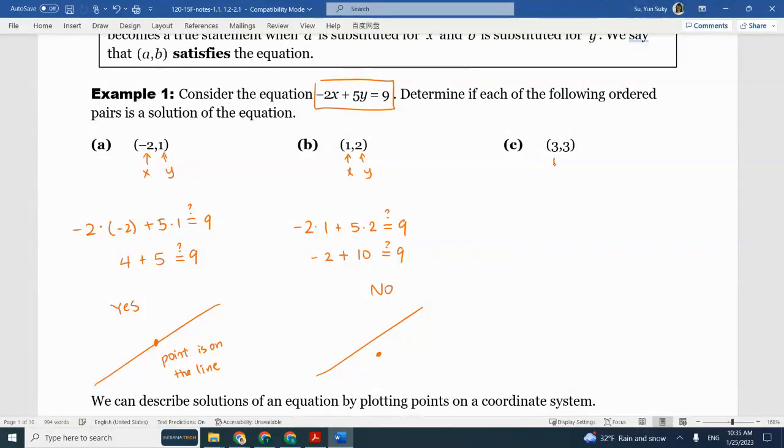Now part C. Okay, x is 3 and y is also 3. We plug in -2 times 3 plus 5 times 3. Is it equal to 9? -2 times 3 is -6. 5 times 3 is 15. Is -6 plus 15 equal to 9? Yes. Right. Very good. So this point is also on the line.